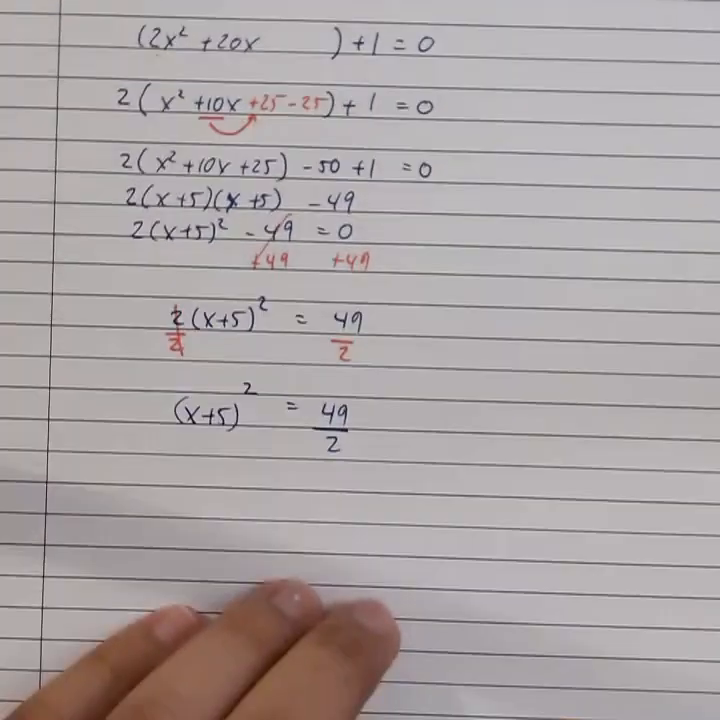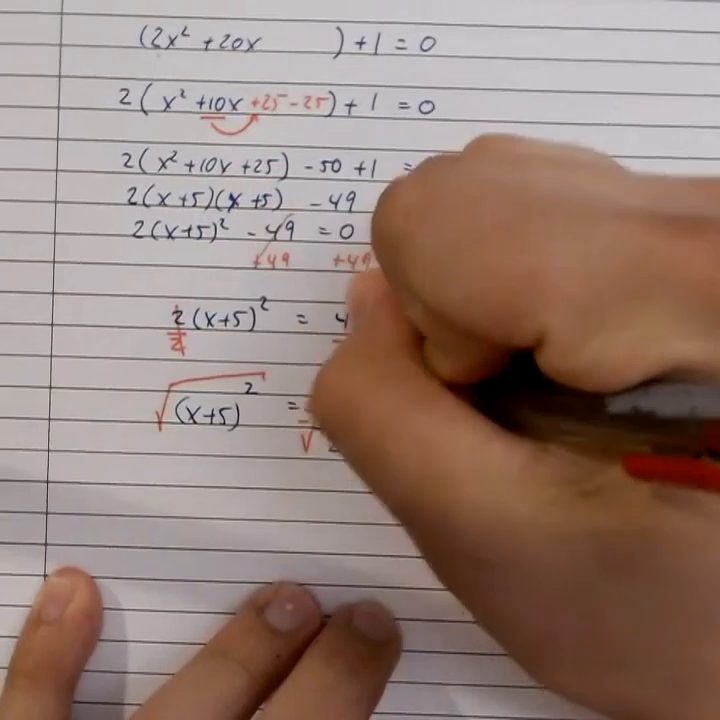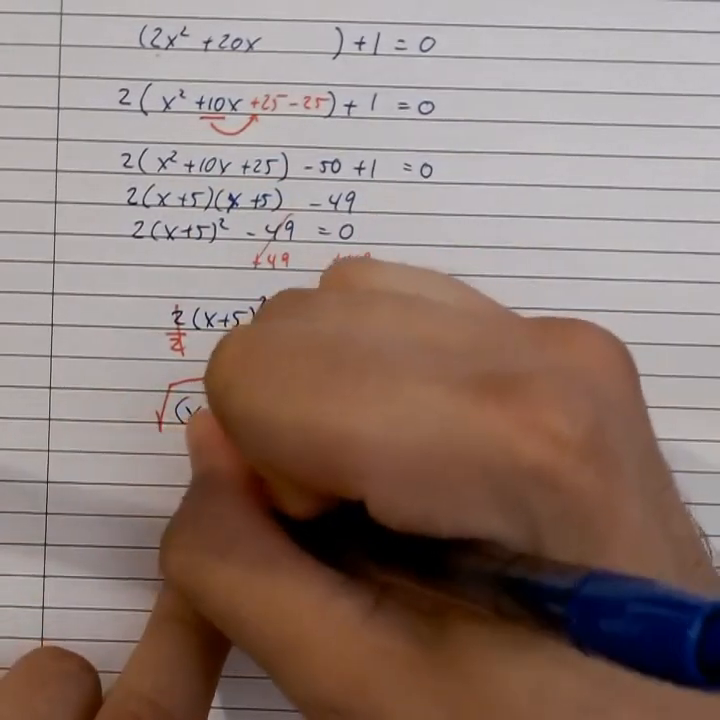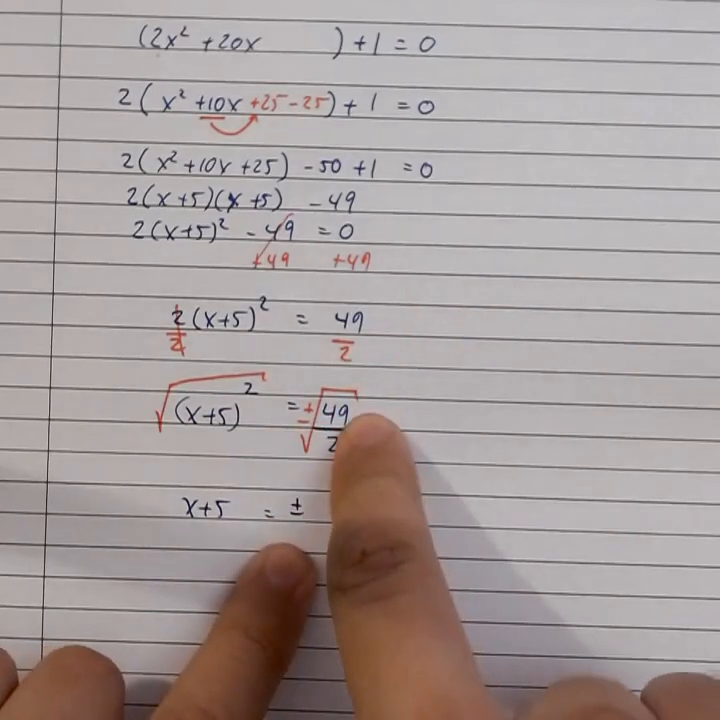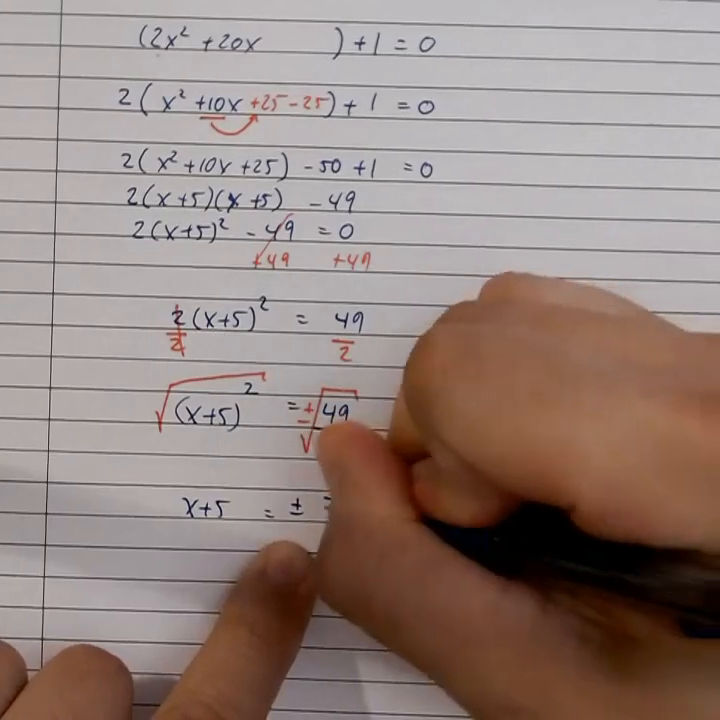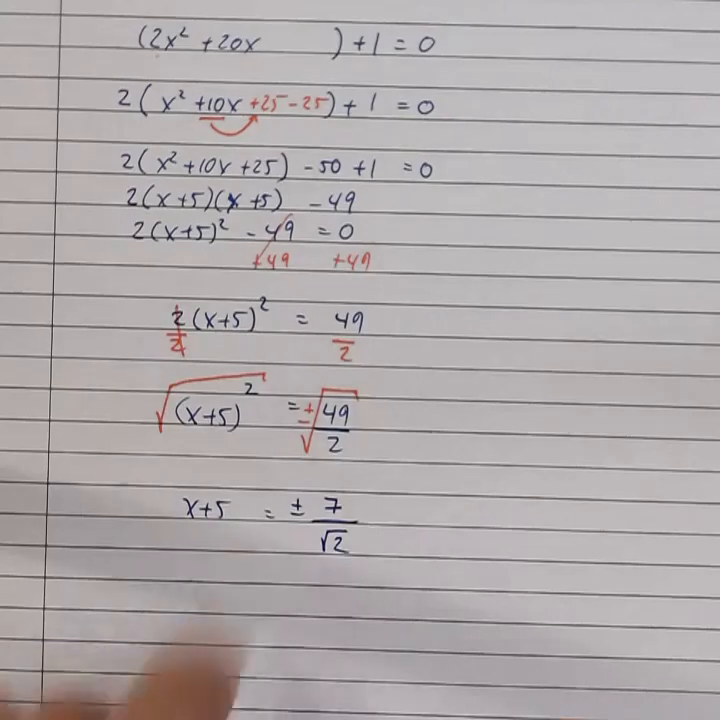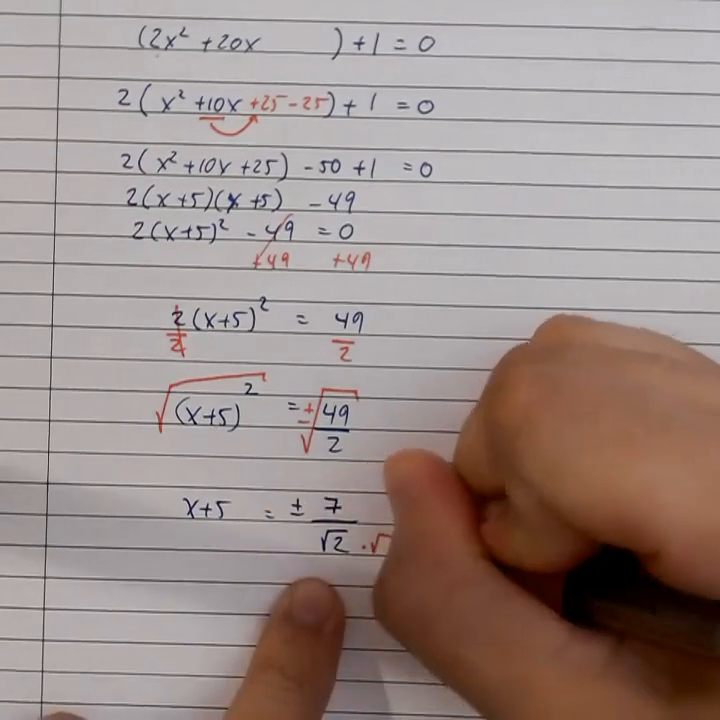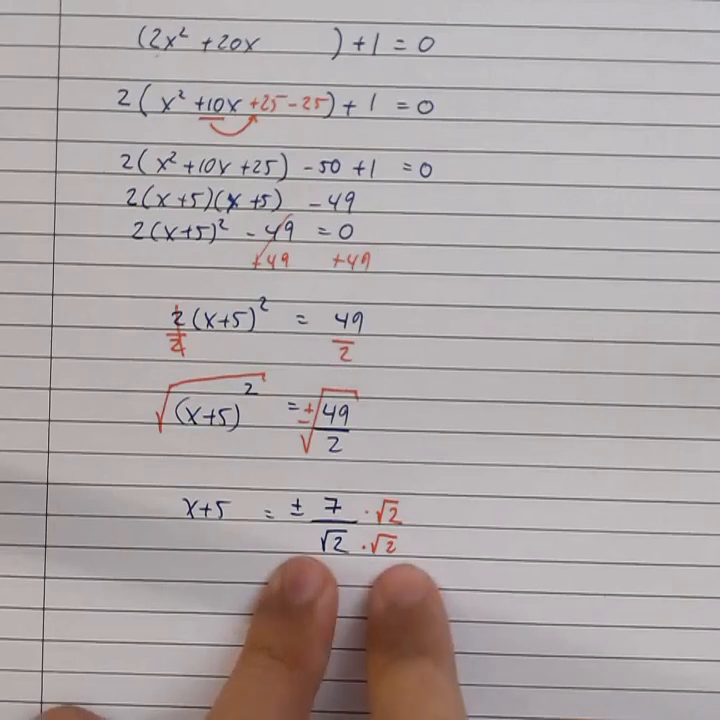Now I can take the square root of both sides, plus or minus. That's going to give me x plus 5 is equal to plus or minus. I know the square root of 49. That's just 7. Square root of 2 is going to stay square root of 2 because I can't take the square root of 2. I'm going to go ahead and rationalize this. I'm going to multiply top and bottom by the square root of 2. I don't want a radical in my denominator.